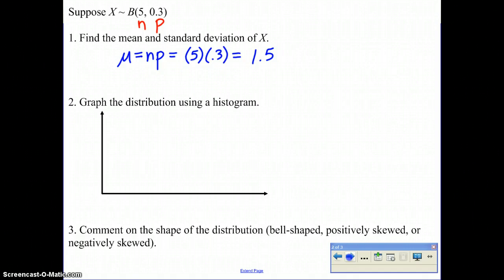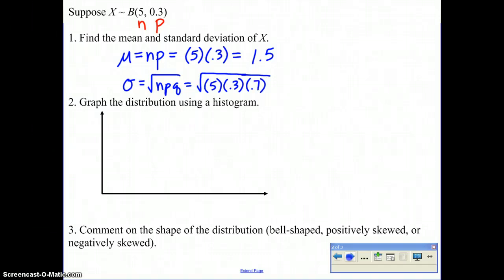And then standard deviation is the square root of n times p times q. So that's going to be the square root of 5 times 0.3 times q, the probability of failure, in this case 1 minus 0.3, or 0.7. Multiply that out, you get approximately 1.02 for your standard deviation.